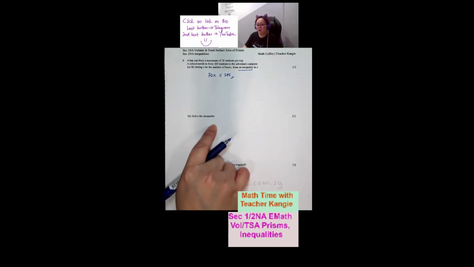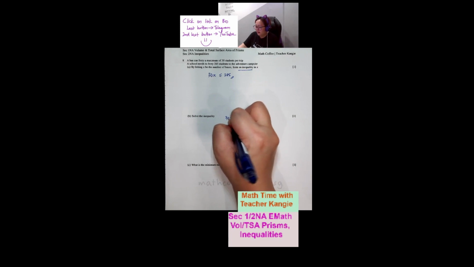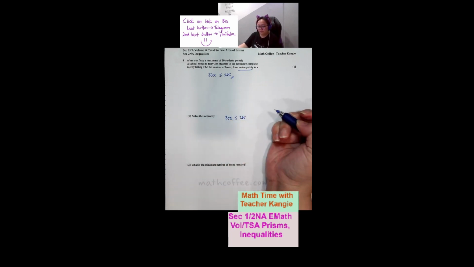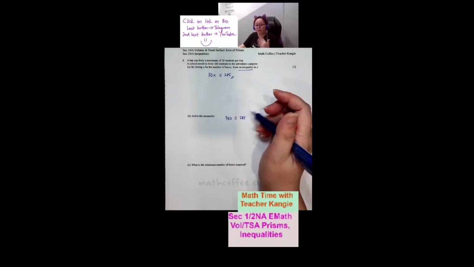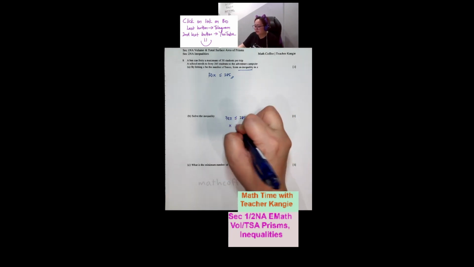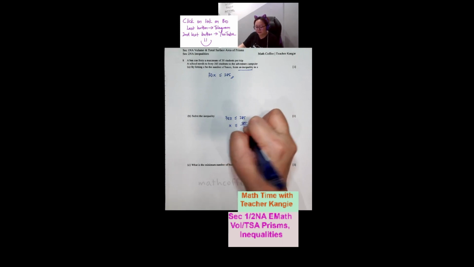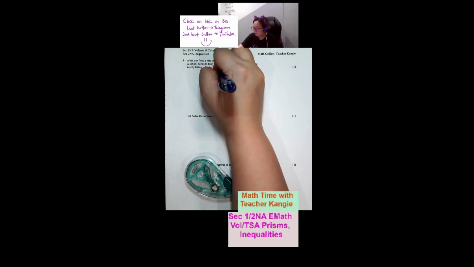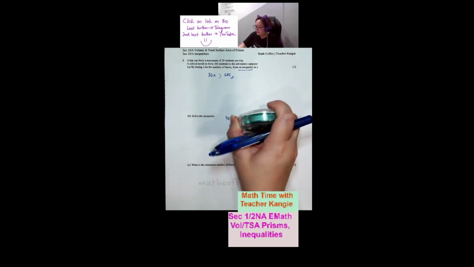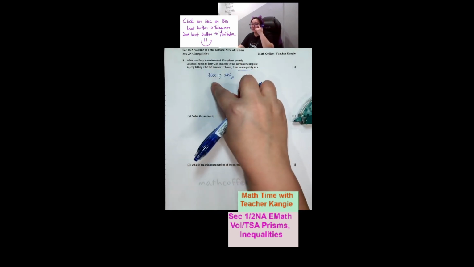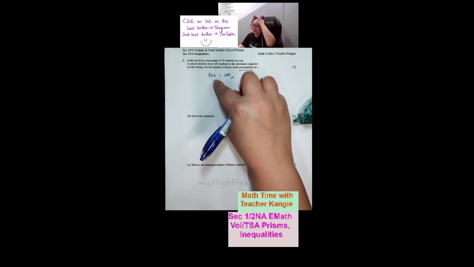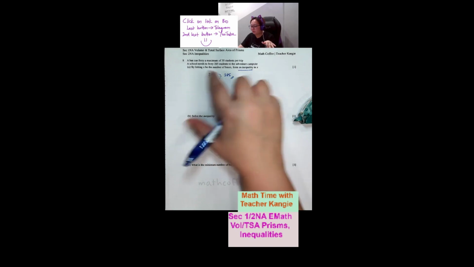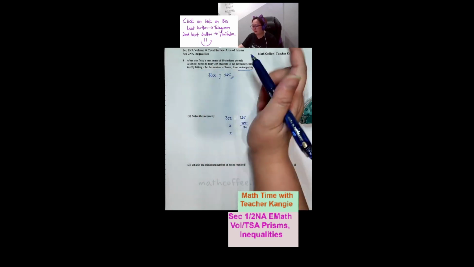Then part B, they ask you to solve. So 30x less than 285. We've got to divide by 30, and since we divide by a positive number, I don't have to flip the sign. So x is less than 285 divided by 30. Sorry, this one is not less than. It should be more than. Okay, sorry. So why is it more than? Because with 30 per bus multiplied by the number of buses, you can ferry more than 285. You cannot go less, because they already said they need to ferry 285.